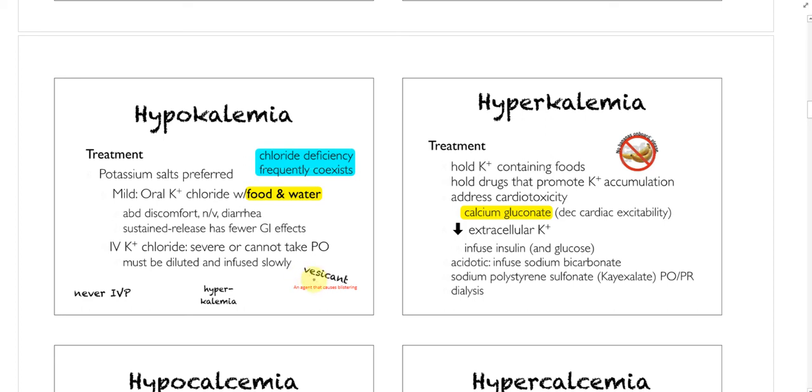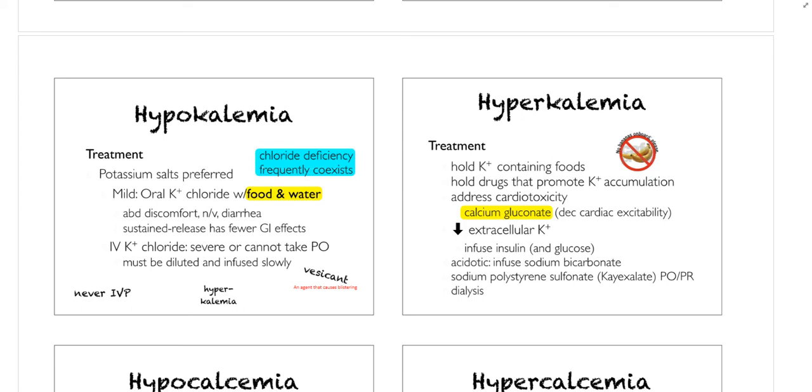A vesicant, which is what IV potassium can cause, is an agent that causes blistering of the skin and to the vein. We never do an IV push, and just so everyone knows, IV is different than IV push. IV push is using a syringe to inject a medication into a line, and you're squeezing it with your thumb. IV implies that there is an infusion over time. So that's the difference there.